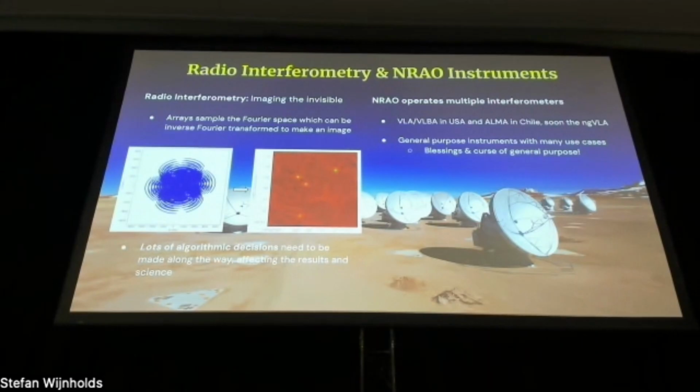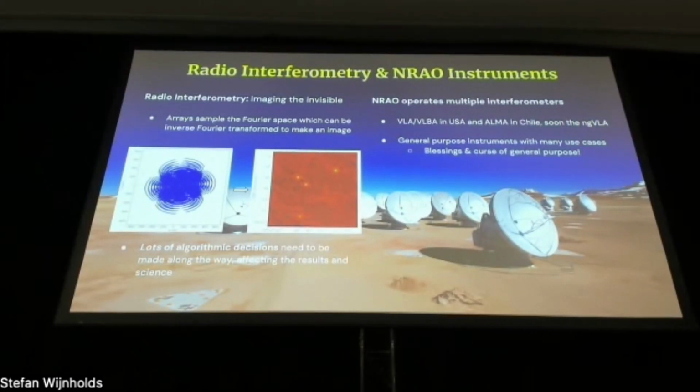As most of you already know, radio interferometry allows us to image the invisible. The arrays sample the Fourier space, which can then be inverse Fourier transformed to make an image. And if any of you have done this in practice, it's not that simple. There's a lot of algorithmic decisions to make along the way, which affects the results and the science along with it, at least until we all switch to closure phase.